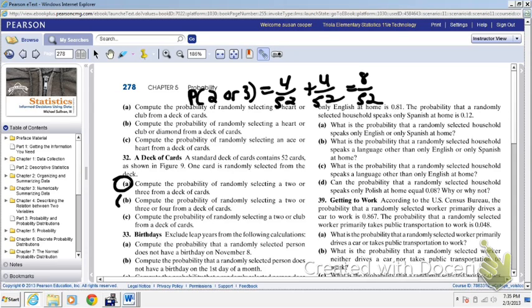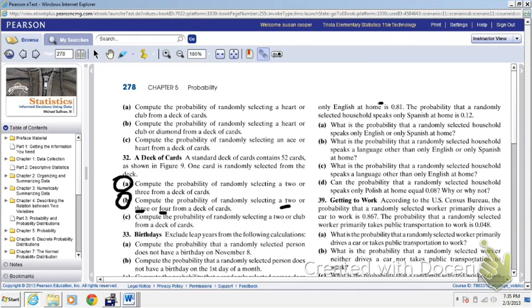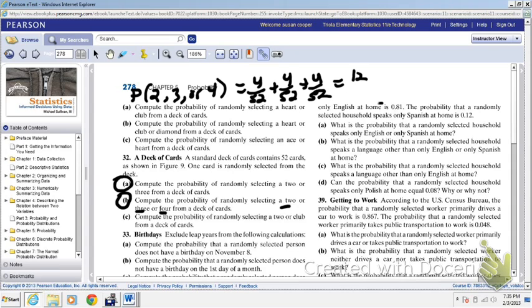Let's try again. In part B, it says compute the probability of randomly selecting a 2 or 3 or 4 from a deck of cards. And you still ask yourself, hey, are those mutually exclusive events? And you say, yeah, 2, 3, or 4, they're definitely mutually exclusive. So the probability that I select a 2, 3, or 4, well, you're probably thinking correct: 4 out of 52 plus 4 out of 52 plus 4 out of 52. You're probably thinking 12 out of 52.